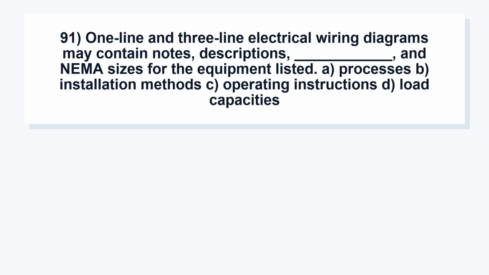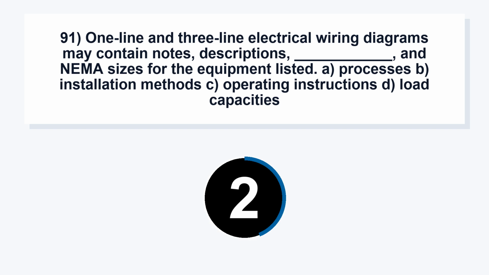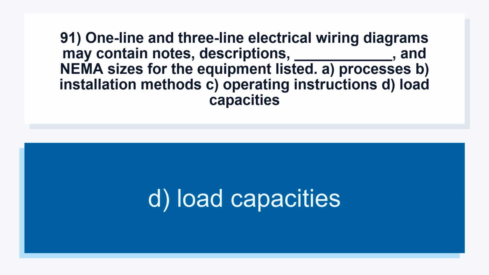91. One-line and three-line electrical wiring diagrams may contain notes, descriptions, and NEMA sizes for the equipment listed. A. Processes, B. Installation methods, C. Operating instructions, D. Load capacities. D. Load capacities.